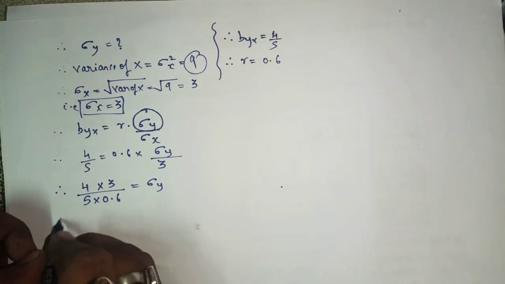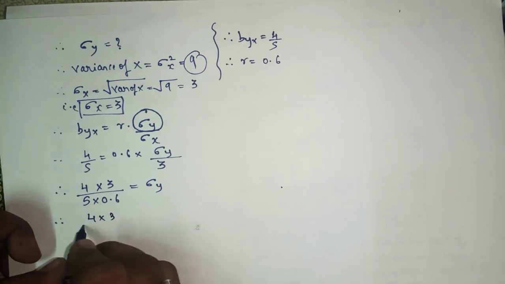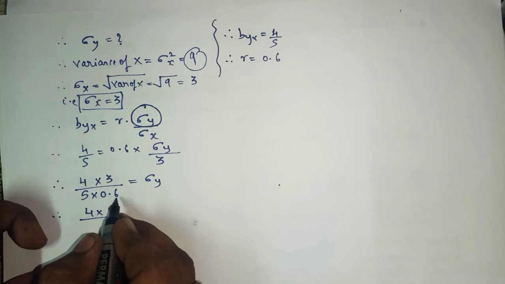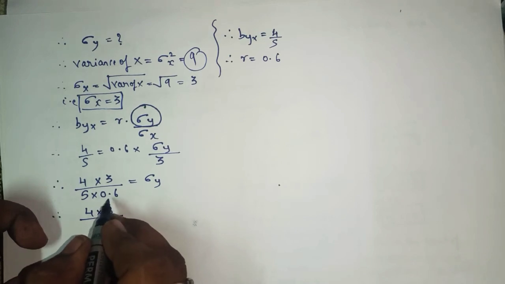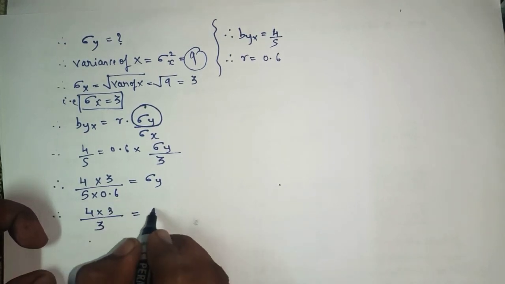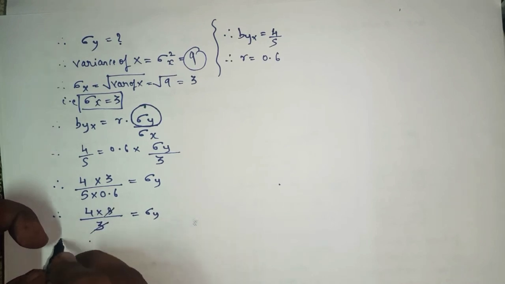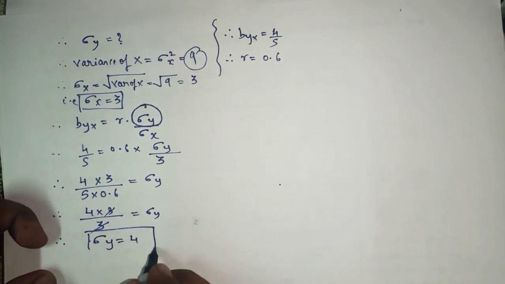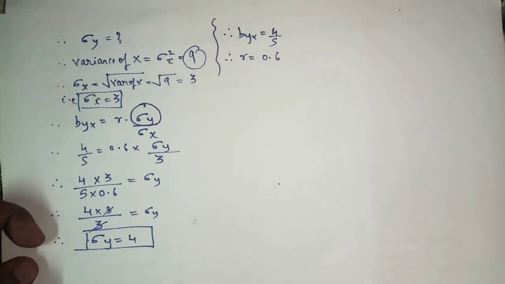Therefore this 4 into 3 will stay as it is. When you multiply 5 into 0.6, 5 sixes are 30, and since we have one decimal, the answer will be 3. So 3 will get cancelled, and we are left with 4. So here we got the value of standard deviation of y also.